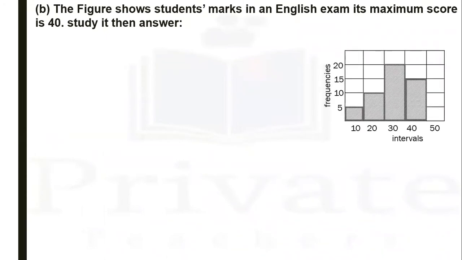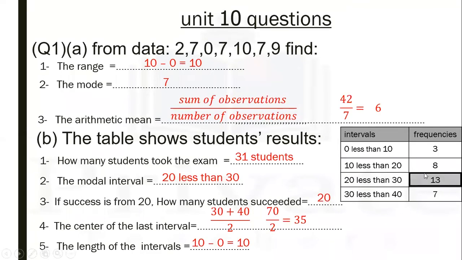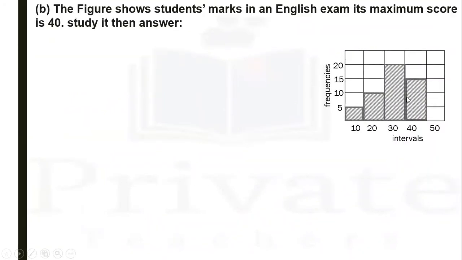Then B, the figure shows students' marks in an English exam. Its maximum score is 40. Study it and then answer. So now another way of representing data, except the frequency table. This table we call the frequency table. Then here we have this figure. These are the intervals. These are the frequencies.